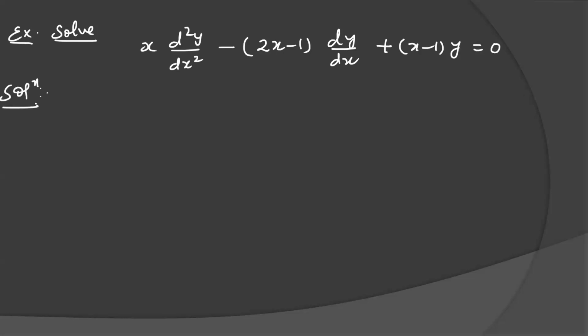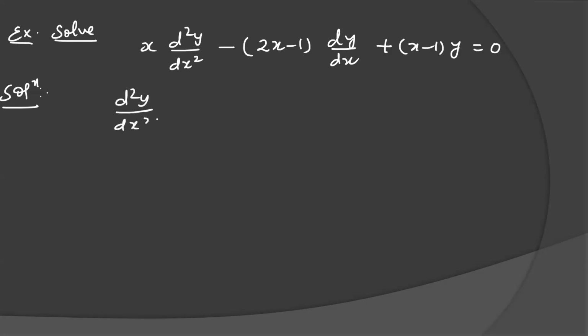Solution. This is not a constant coefficient differential equation, so we cannot apply the auxiliary equation method. This is not Cauchy-Euler also. And only if we know both parts of the complementary function can we apply variation of parameters. Here we don't know the complementary function, so we have to try for one part. For that, firstly we have to reduce it to the standard form d2y by dx2 plus p dy by dx plus qy equal to r. For that we have to divide both sides by x.